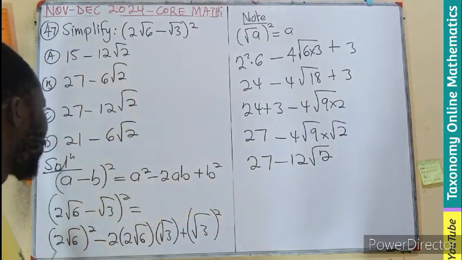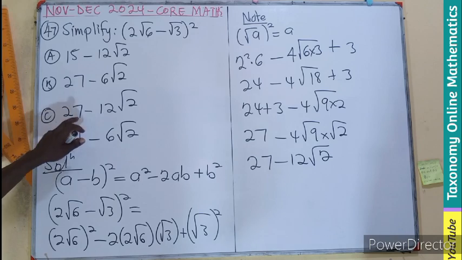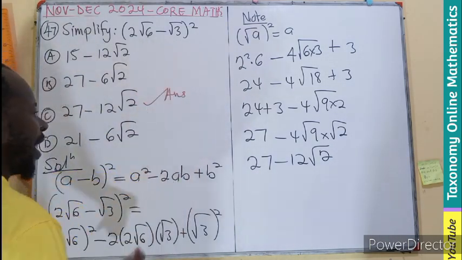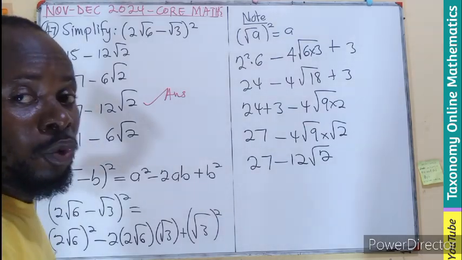So let's see which of the options we are going in for. 27 minus 12 root 2, and that will be the right answer. I believe you also followed.